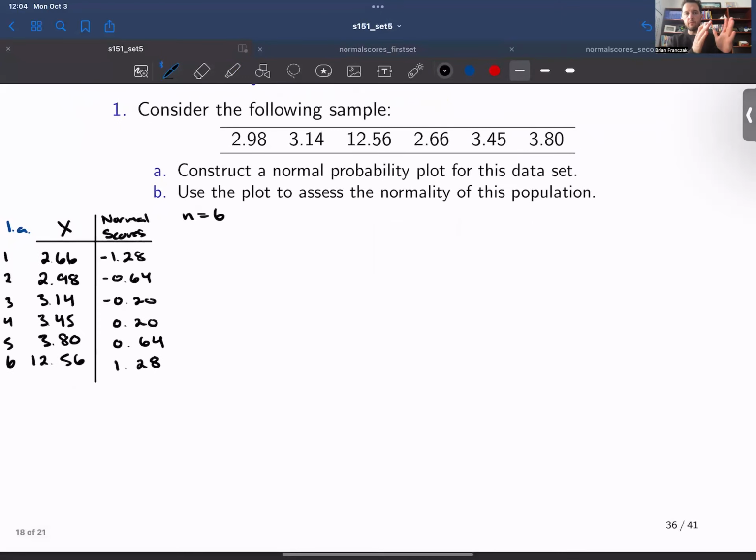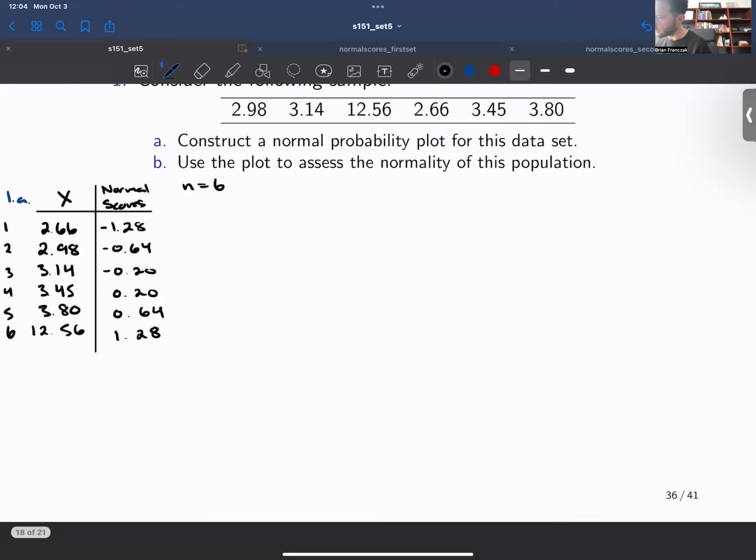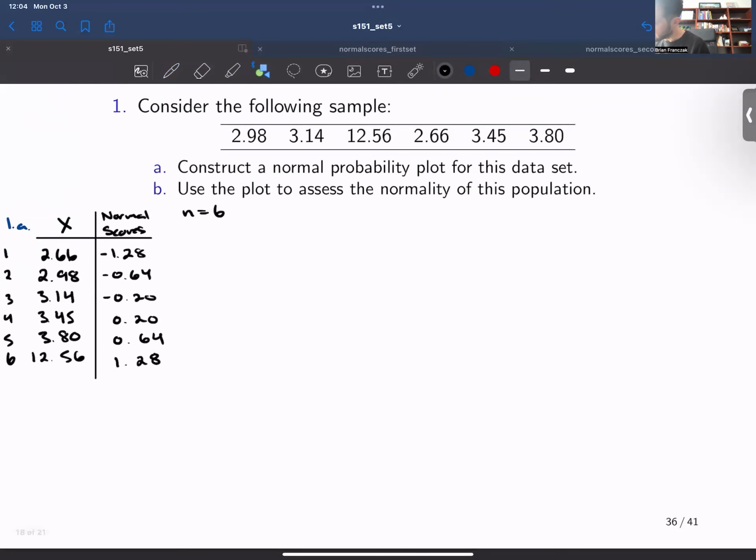Now that we have our table of normal scores and our observed values, we can begin the construction of the scatter plot, which is the normal probability plot. All right, so we're going to draw 2 axes, something that looks like this. It doesn't matter which axis has the observed value and which axis has the normal scores. For consistency, I'll put the values of x along the x-axis, and I'll put the values of the normal scores along the y-axis.